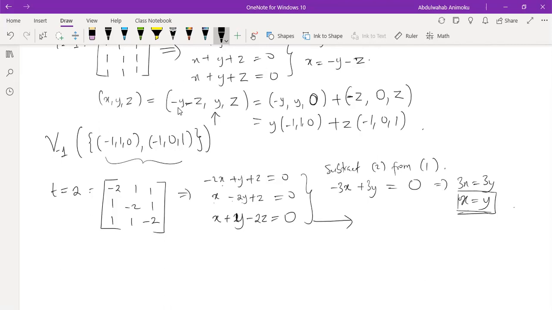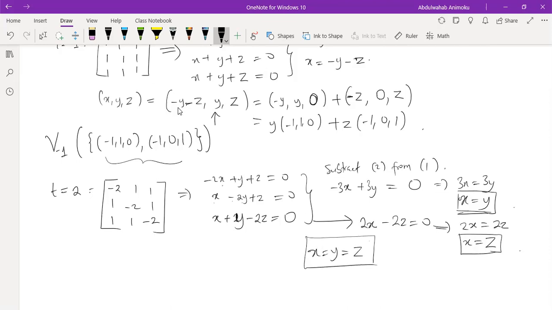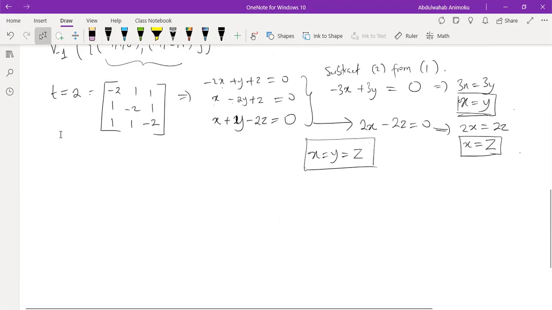Now let's substitute this into the third equation here. When x is equal to y, x plus y will become 2x, so 2x minus 2z equal to 0, which means 2x equal to 2z, which means x must be equal to z as well. So basically, we have x equal to y equal to z from this particular set. Okay? So this is what we are getting, right?